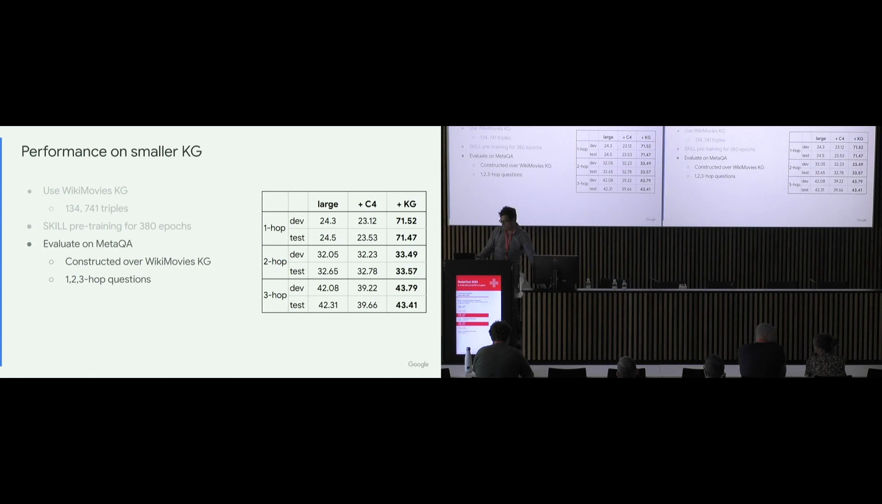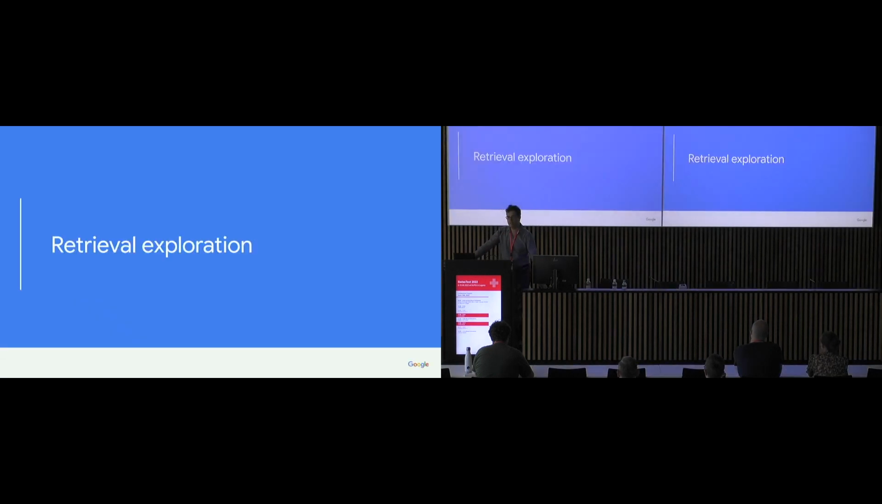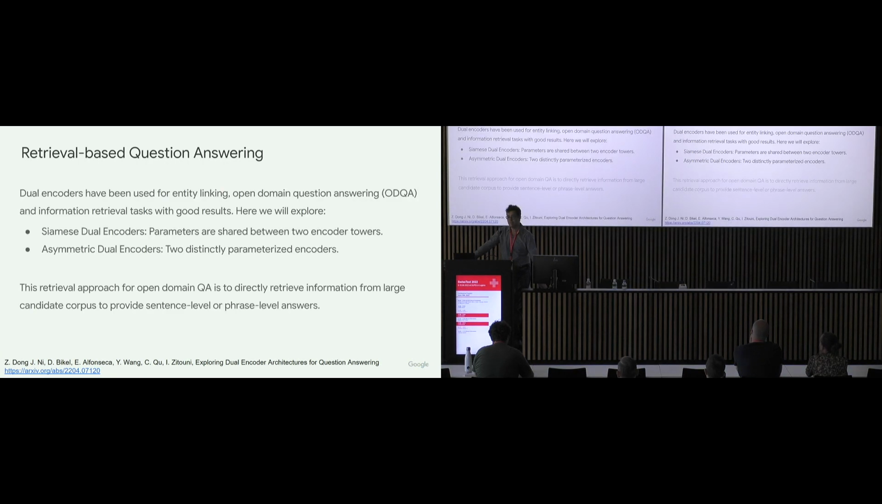Okay, so I'm going to move on to the second part of the talk, which is the more explicit retrieval. As I said before, this can be done in many different ways, but we look here at one very concrete one, and we look at dual encoders. Dual encoders have been used for many different tasks. The idea is that you want to align two corpora, two sets of items. For example, you may want to align images with captions, or you may want to align documents with queries for which the document is relevant.